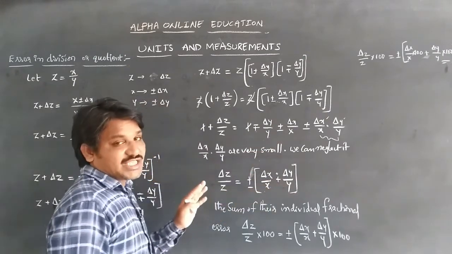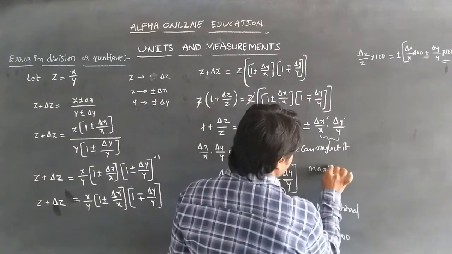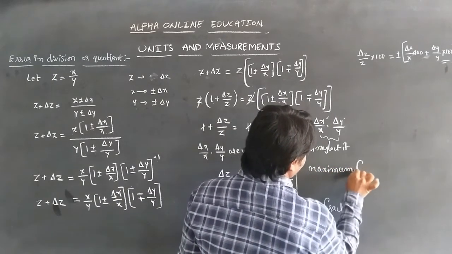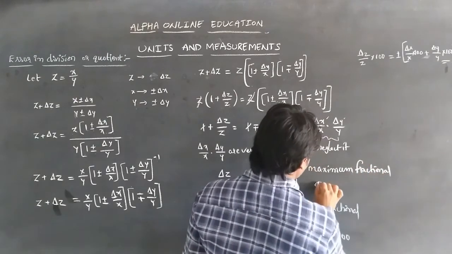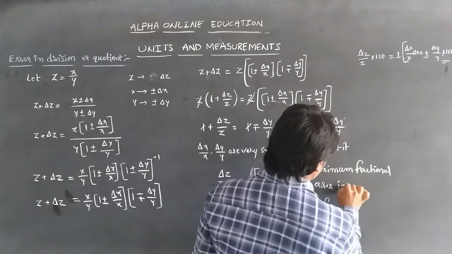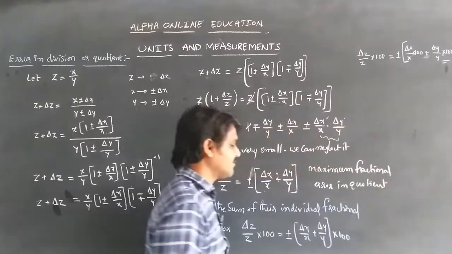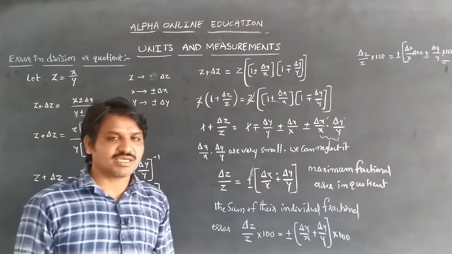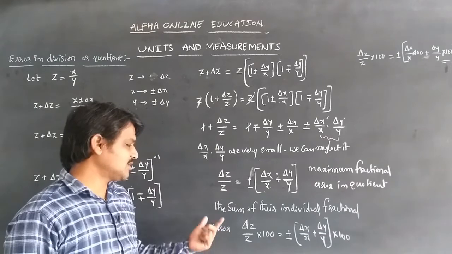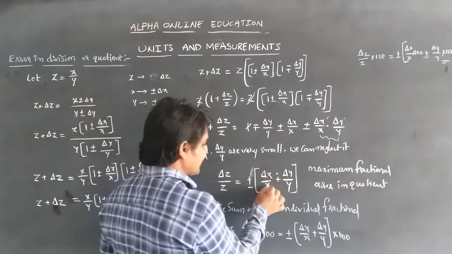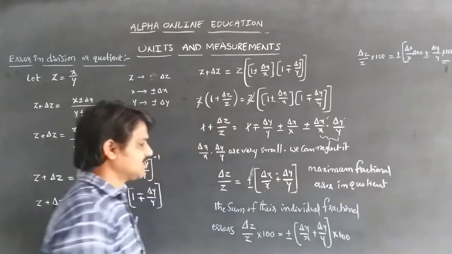This is called the maximum fractional error. The maximum fractional error in a quotient or division value is equal to the sum of their individual fractional errors.